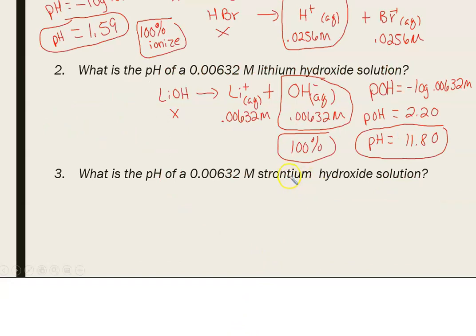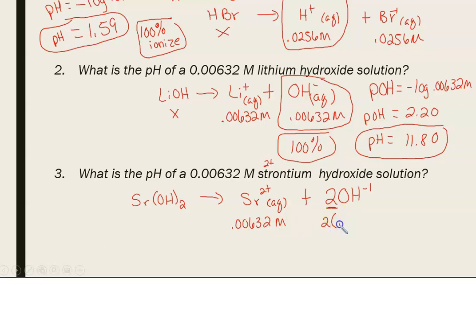Look at this one. Strontium. Same thing. I've only changed one word in this, strontium versus lithium. And the reason it's different is strontium is a 2+ charge. So when you make the formula, when I write this reaction, you get Sr(OH)2, and that's what's making this one different. When this thing breaks down, you get one strontium ion with a 2+ charge, but you get two hydroxides. So this is 0.00632 molar, but this is going to be 2 times that. It's going to be twice as much.